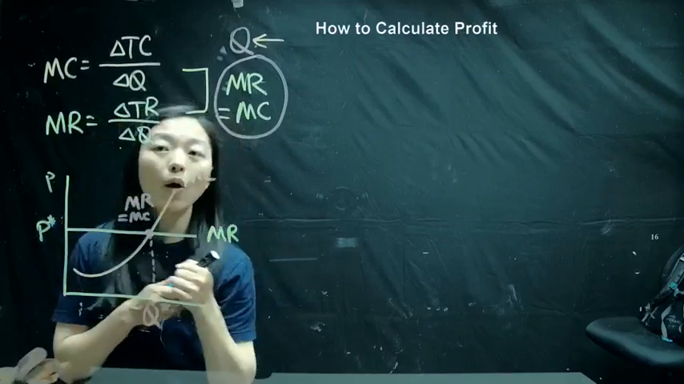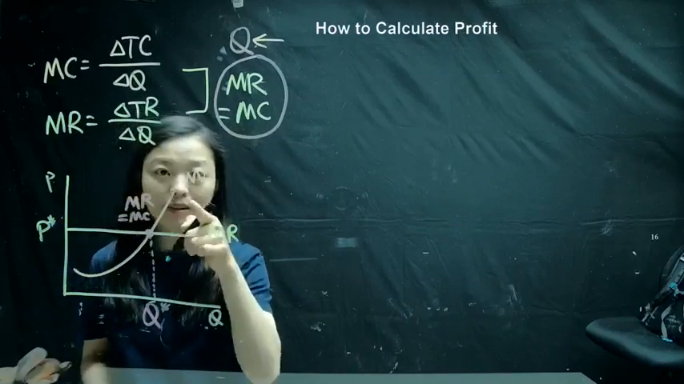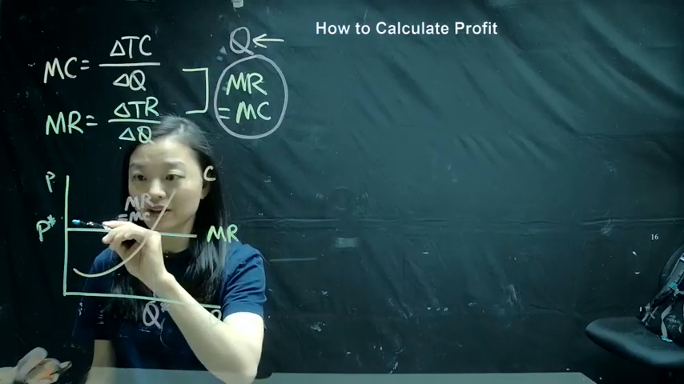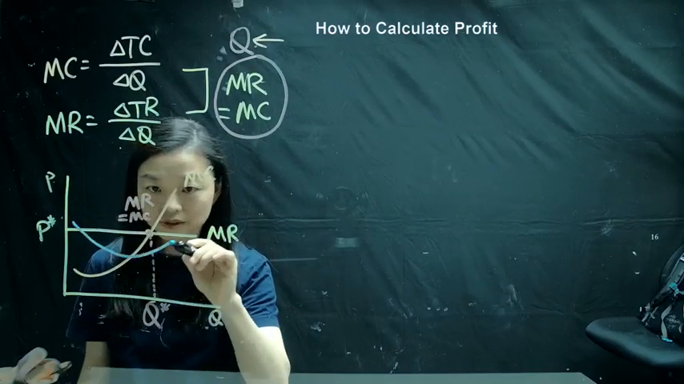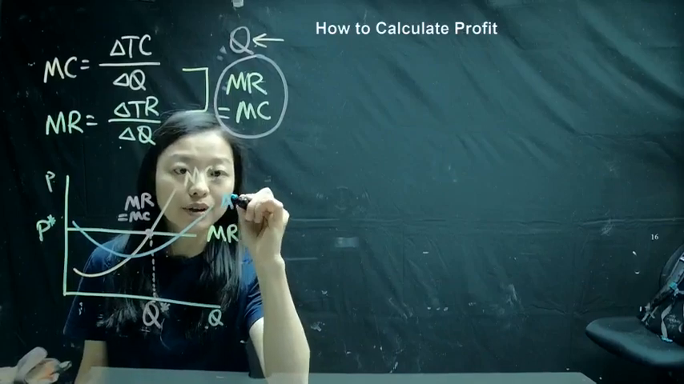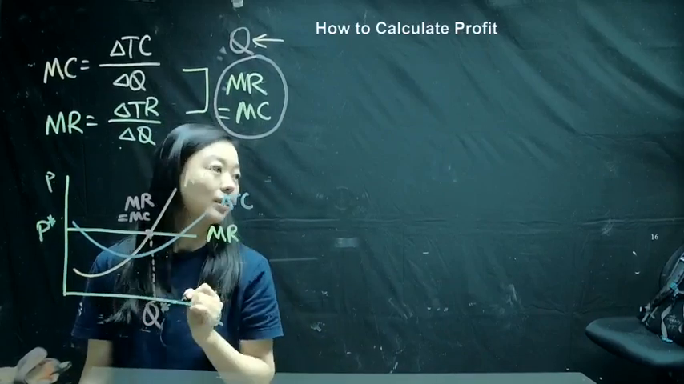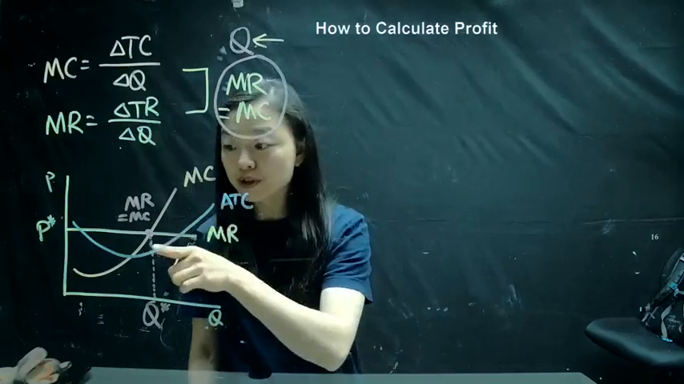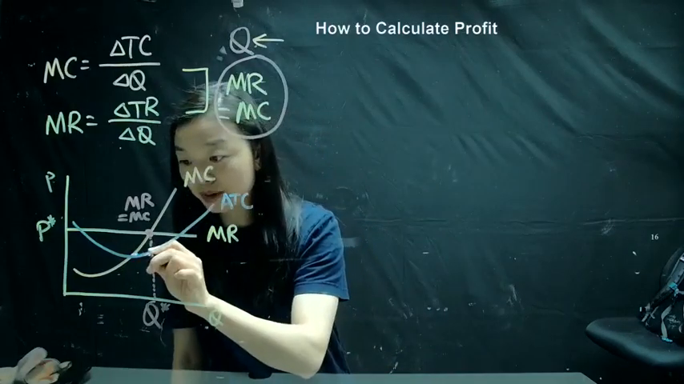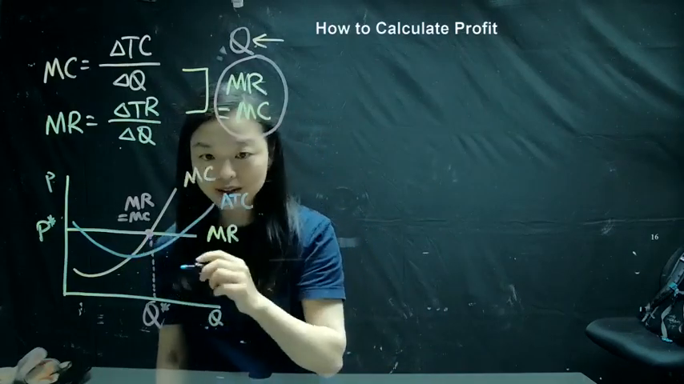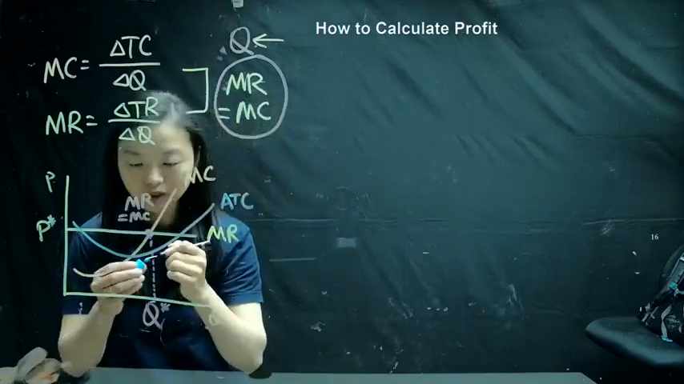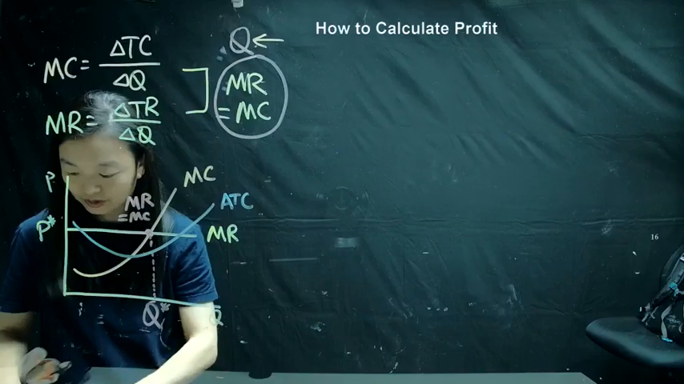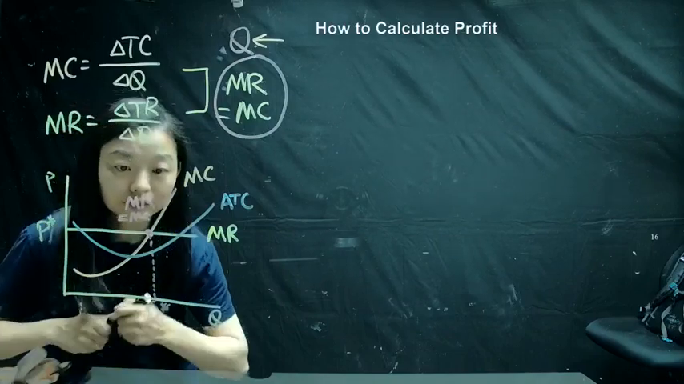So let me add one more curve, because here we don't have the average total cost curve, right? So I can add the average total cost curve. This is the average total cost curve, okay? And the average total cost curve intersects at the minimum point of the marginal cost curve, right? So through this graph, look at this area, okay? Look at this area.